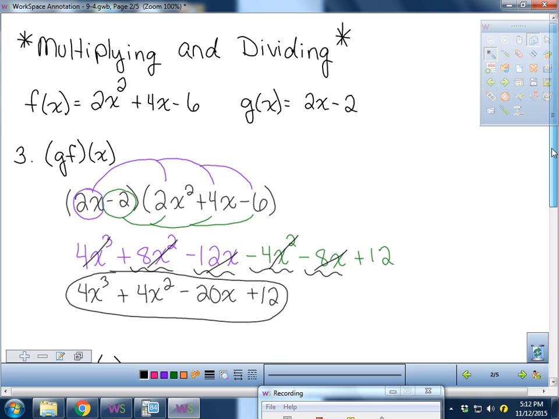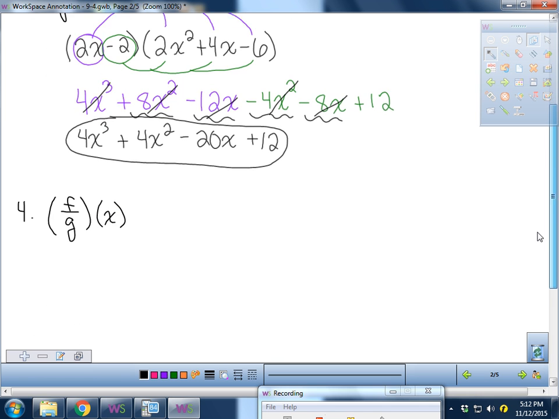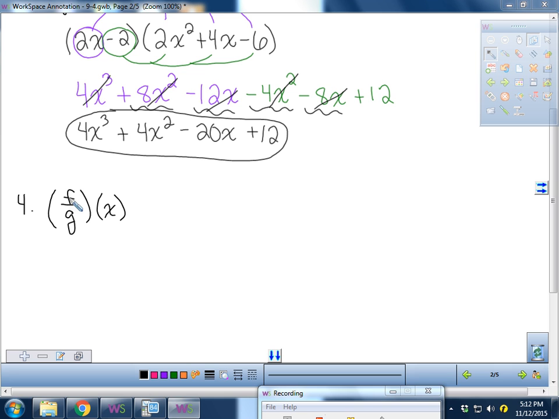Okay. Now let's try one that's dividing. So I have to take the f and divide it by the g, remembering that I am not multiplying by x. So f was 2x squared plus 4x minus 6. So I've got 2x squared plus 4x minus 6. And I'm going to divide that by the g, which is 2x minus 2.